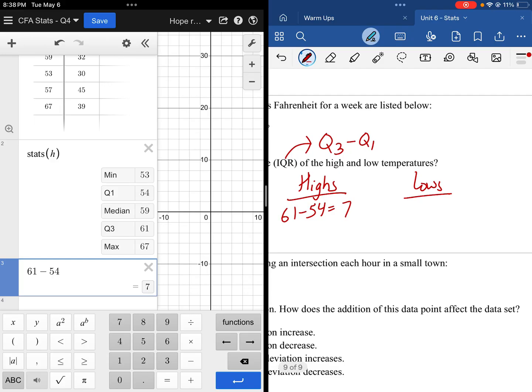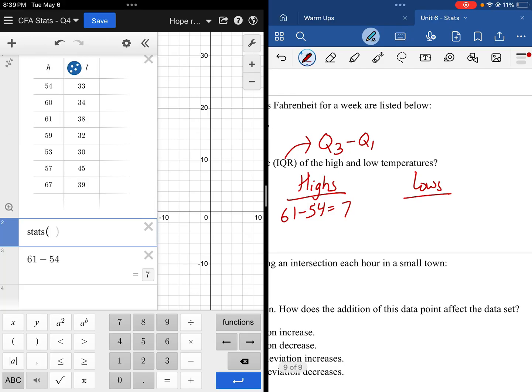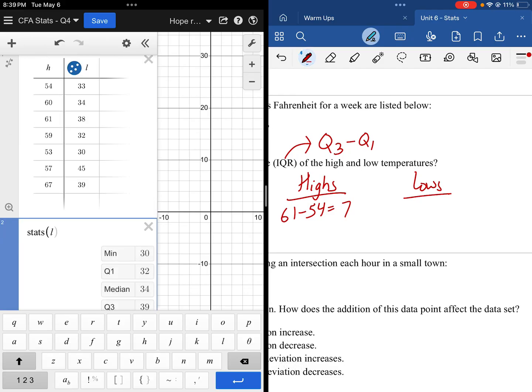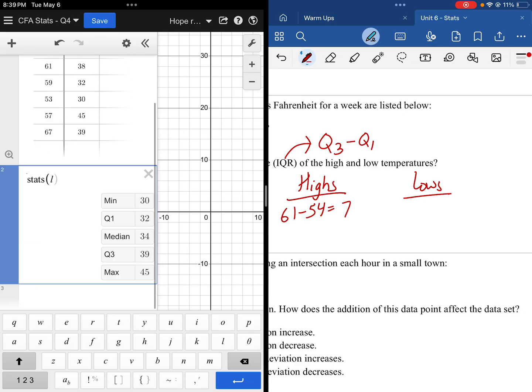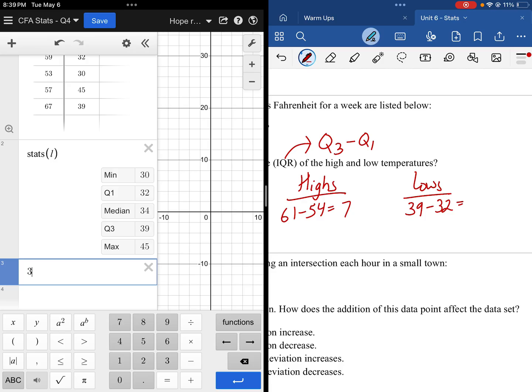Okay, now let's find the IQR for our lows. I'm going to put in an L. And so we see our Q3 is 39 minus our Q1 is 32. So 39 minus 32, again, we get 7.